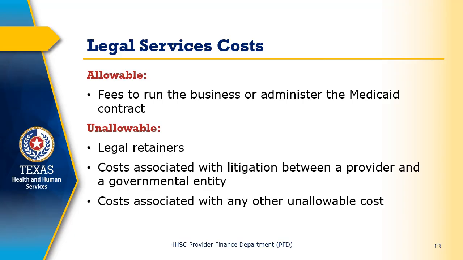These allowable costs ensure that providers can maintain compliance while delivering essential services. However, legal retainers are classified as unallowable costs, which means they cannot be included in the reimbursement requests. Additionally, any expenses related to litigation between a provider and a governmental entity are also considered unallowable. It is crucial for providers to understand these distinctions in order to avoid incurring costs that cannot be reimbursed.